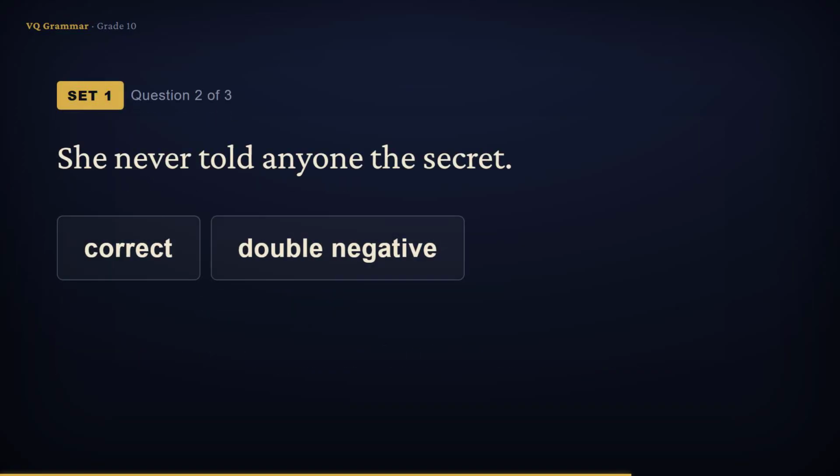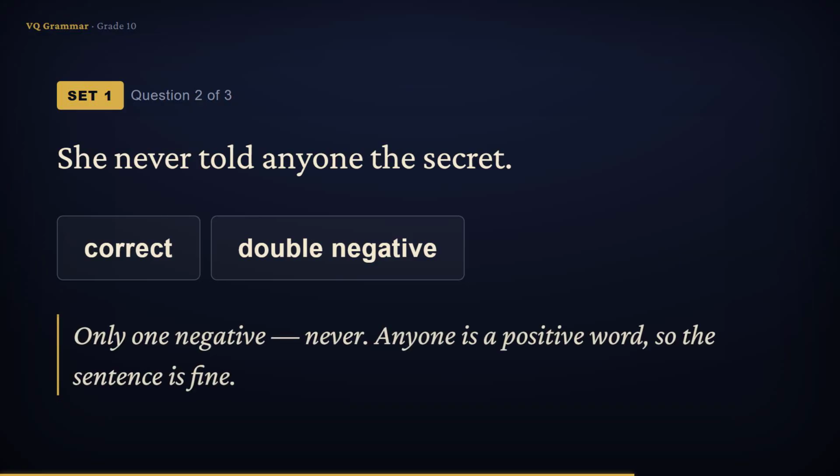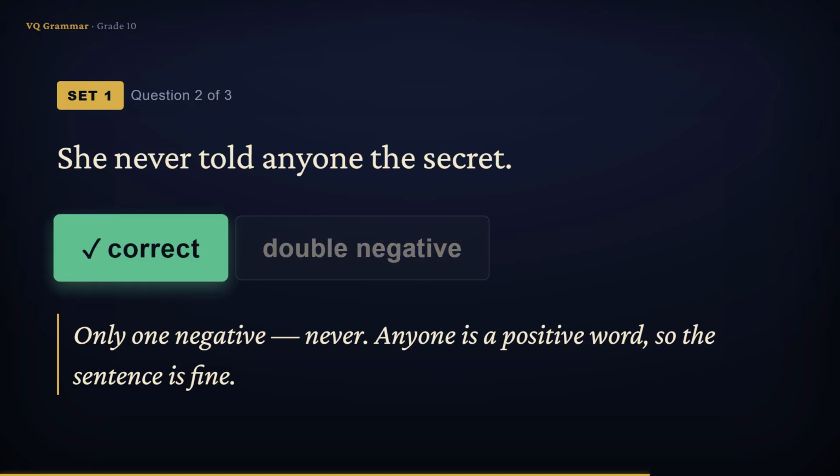She never told anyone the secret. Count the negatives carefully. Never is negative, but anyone is a positive word, not a negative one. That gives us exactly one negative, so this sentence is correct as written.